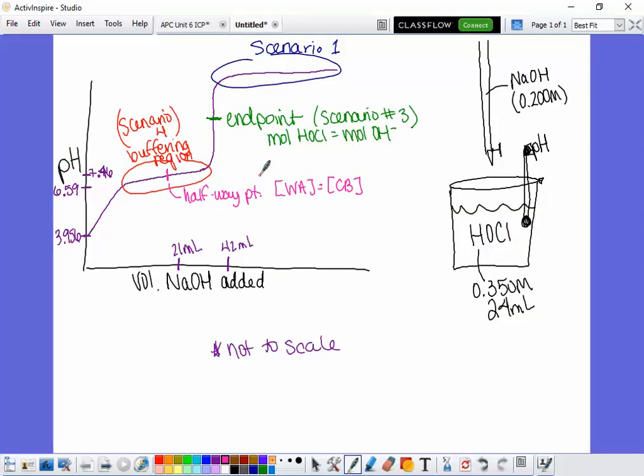So back to our graph. At that endpoint, we know that we needed 42 milliliters. Oh, I'm off center a little bit, I just realized. So what happens when I do this off to the side? This was 42 milliliters. Okay, so this has a pH of 10.28.